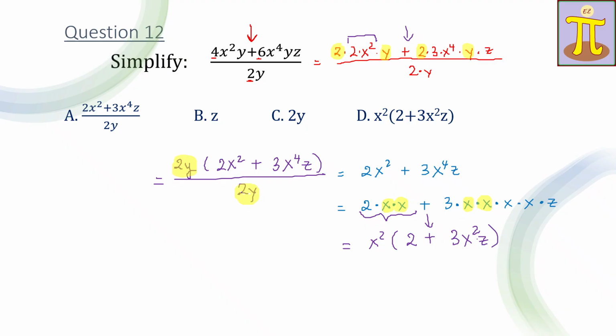At first, if we stop right here, that should be the right answer. But we could not find any answer choice matching that, so we have to do one more step. We take out the x squared, so the leftover inside is 2 plus 3x squared z. And D is the correct answer.